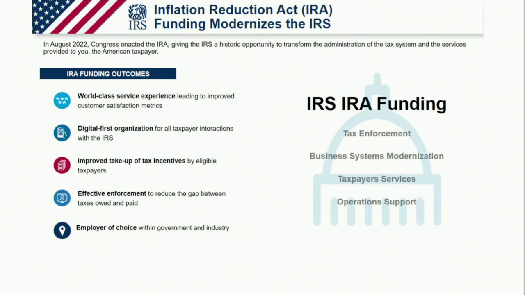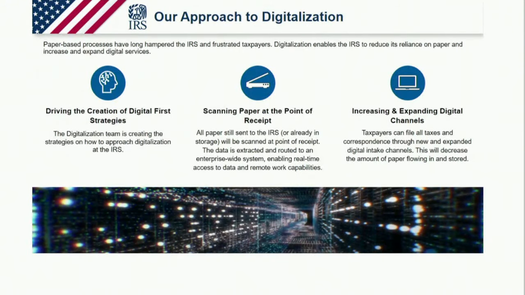So our journey starts with the enactment of a piece of legislation called the Inflation Reduction Act. The Inflation Reduction Act, or IRA, provided a historic opportunity to improve the IRS's service and technology to ultimately make tax filing easier for you. There were 5 main outcomes of this funding: world-class service experience, digital-first organization where our body of work sits, improved take-up of tax incentives, effective enforcement, and employer of choice.